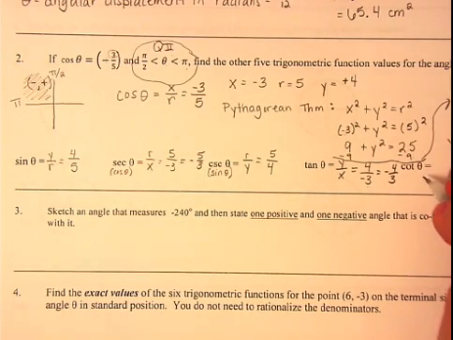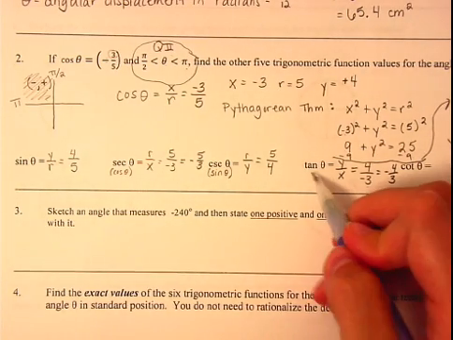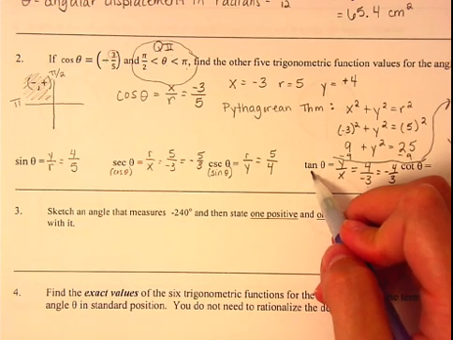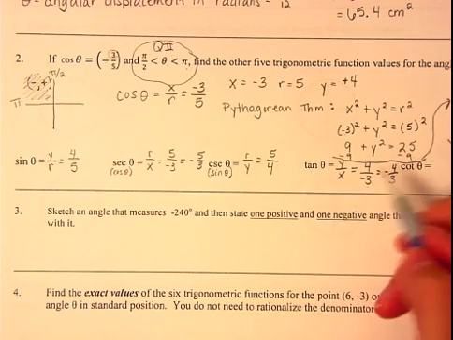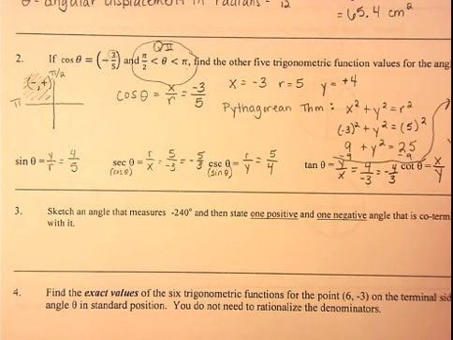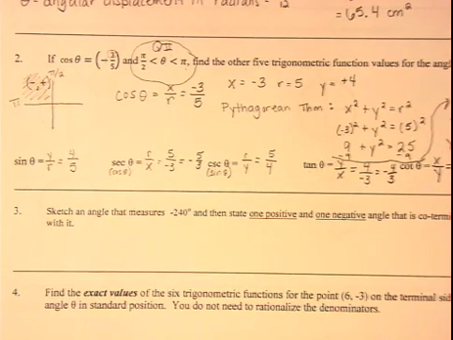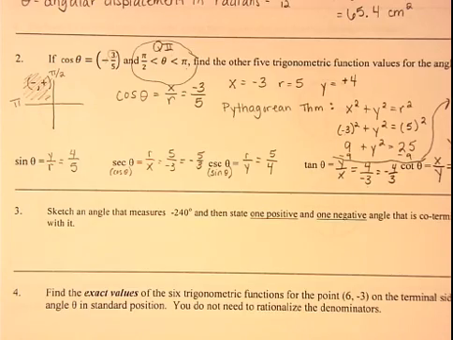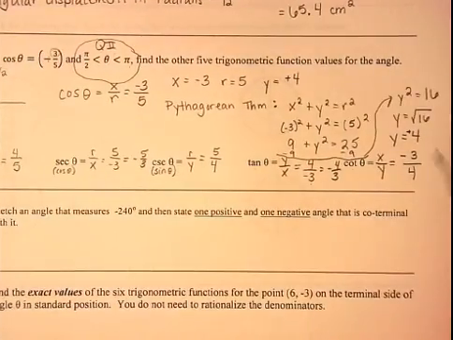Cotangent of theta, it starts with a c, so it's paired with the last one, tangent, and it also has the word tangent in it, so tangent and cotangent go together because of that. Cotangent is the reciprocal of tangent, x over y. My x is -3, my y is 4. Cotangent of theta is -3 over 4. And this one is pretty much just plugging in.